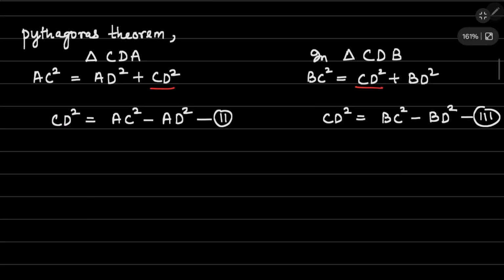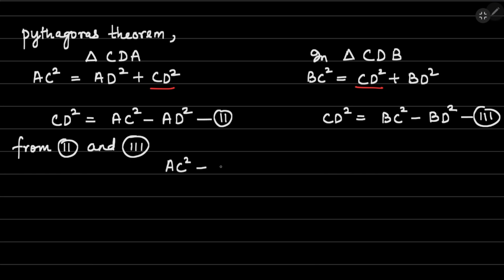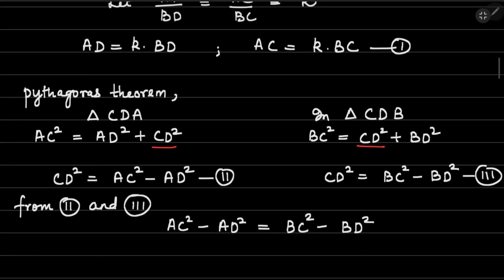So you can equate the RHS. So you can write from 2 and 3. From equation 2 and 3, we can write AC square minus AD square equal to BC square minus BD square. What is AC equal to? See, AC is equal to K times BC. AD is equal to K times BD. So we are just replacing AC with K BC, AD with K into BD.